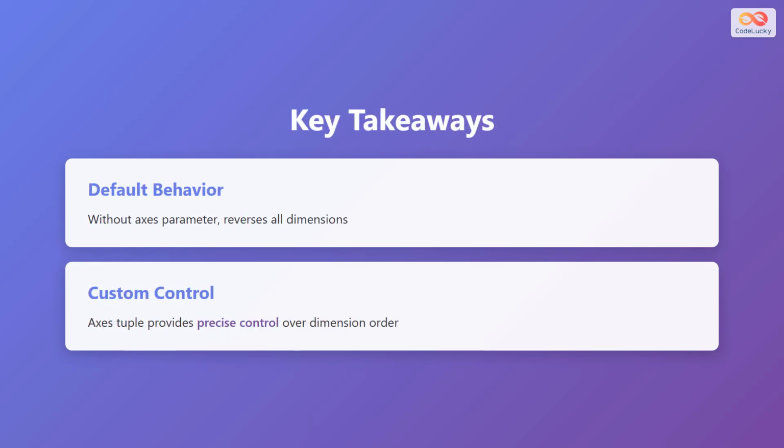Let's summarize the key takeaways. First, when you don't provide an axes parameter, transpose reverses all dimensions by default. Second, by specifying a custom axes tuple, you gain precise control over the dimension order, allowing you to rearrange your array exactly as needed. This flexibility makes np.transpose an essential tool for array manipulation in NumPy.